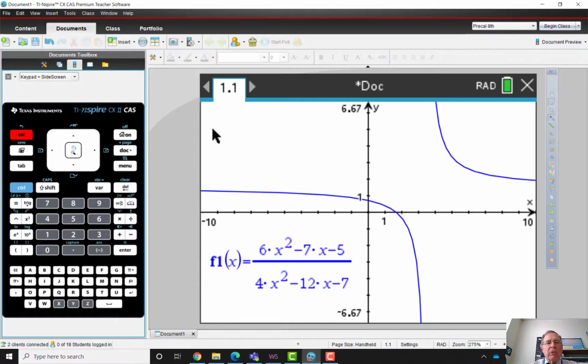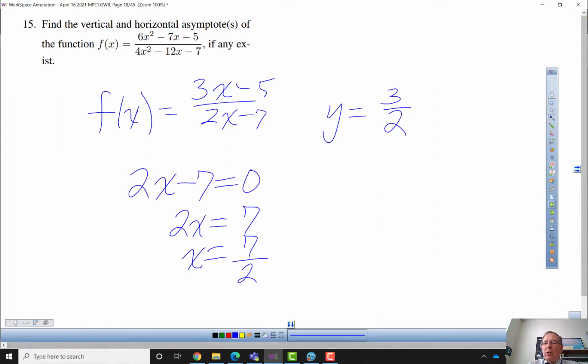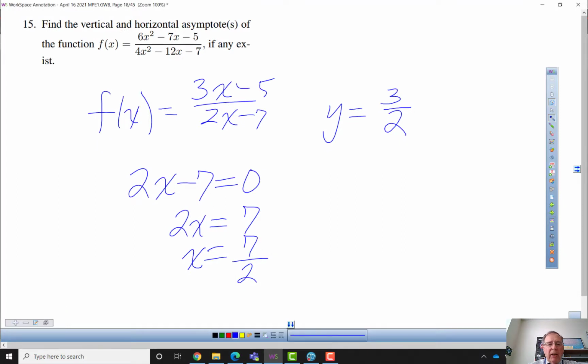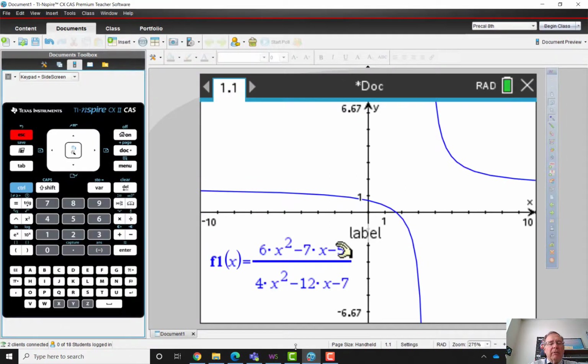So I'm just going to show you in the calculator the actual function that they gave us, unfactored. In the numerator and denominator we had 2x plus 1. So if we set that equal to 0, that's where we'll have a hole in the function. So that'd be at -1/2.